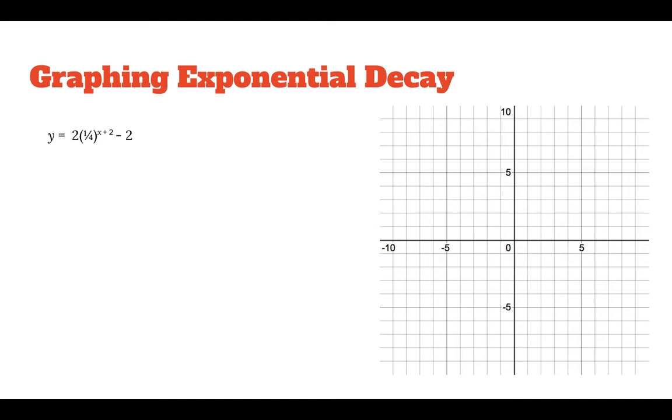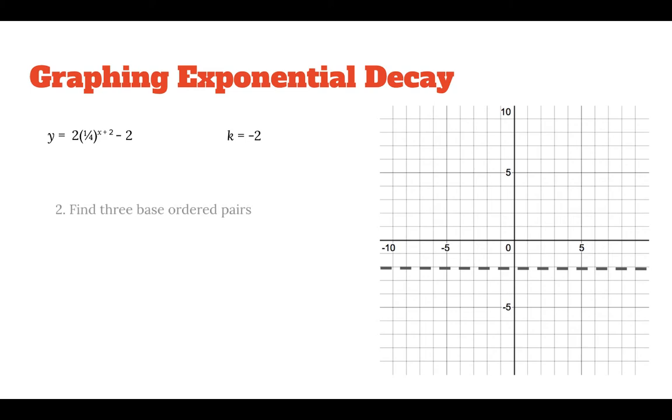Now if you look at my base, 1/4, that is a fraction. It's between 0 and 1. So I know that the graph is going to go down from left to right. But I'll follow those same 5 steps that I went through previously. Step 1, I have a horizontal asymptote at y = -2. So I draw the horizontal line, crossing the y-axis at -2.